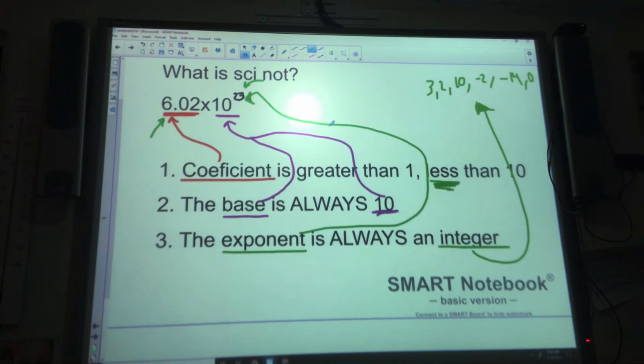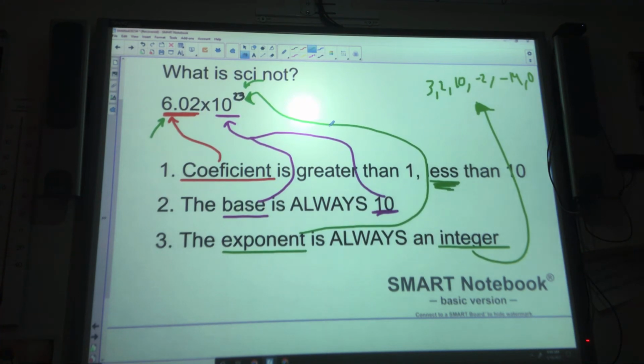A football field, excluding the end zones, is 10 times 10 to the 1 yards long. No. Why not? Because the coefficient has to be greater than 1 but less than 10. Yep. Next page, 62. A Brazilian gold frog is 9.6 times 10 to the 0th millimeters long. Yes or no? Why? Because the coefficient is less than 10 and the base is 10 and the exponent is an integer. Yep.